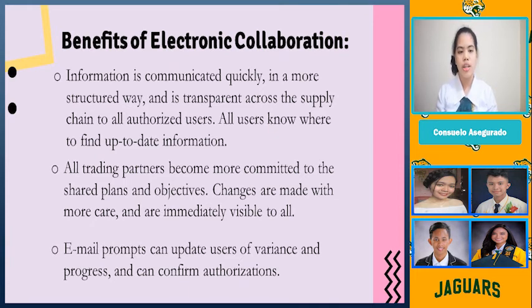Fifth, an audit trail can be provided to say when information was amended. Since everything is in the system, you can track back on the history of transactions whenever audits and checking is necessary. Sixth, email prompts can update users of variants and progress and can confirm authorization.